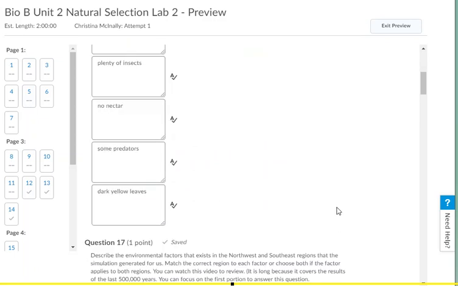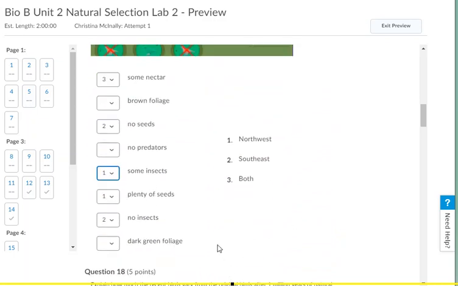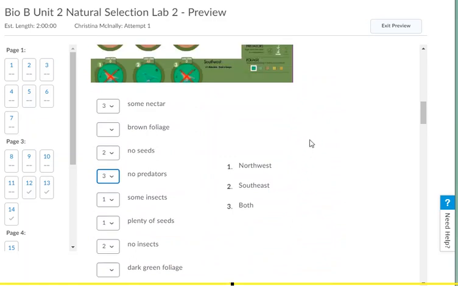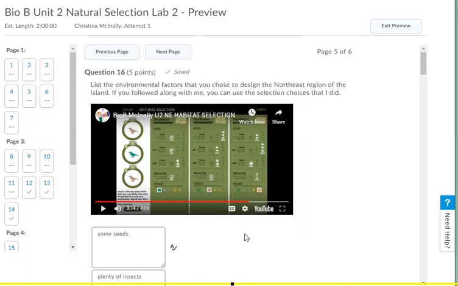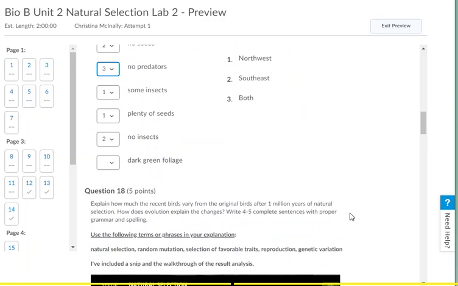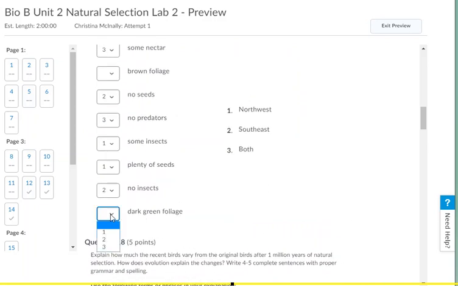Predators, neither of them have predators, so no predators would be both. And that leaves us with color of foliage. So the southeast was green and the northwest was brown. That's all you had to do, really. So southeast green here, the northwest was brown, number 1.